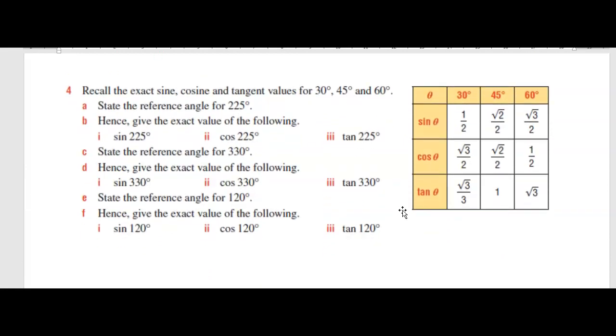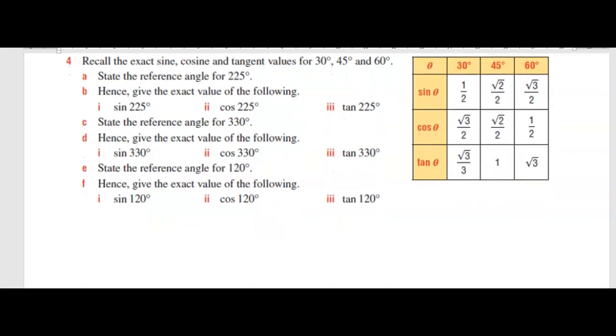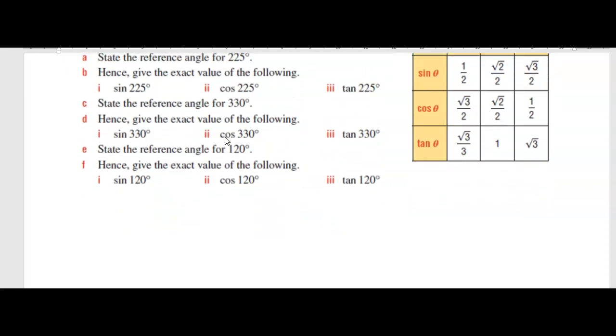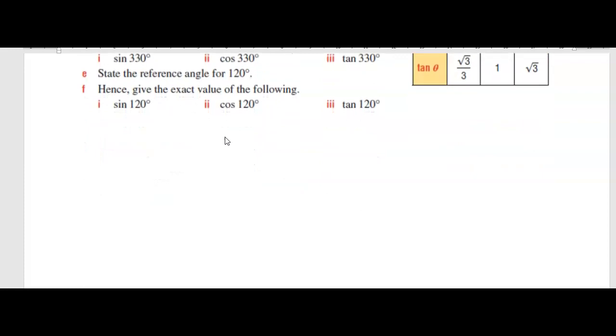So recall the exact sine, cosine, and tangent values for 30, 45, and 60. Okay, so they've been given to you in this table. State the reference angle for 225. Okay, so your reference angle, now I'm going to have to draw my unit circle here.